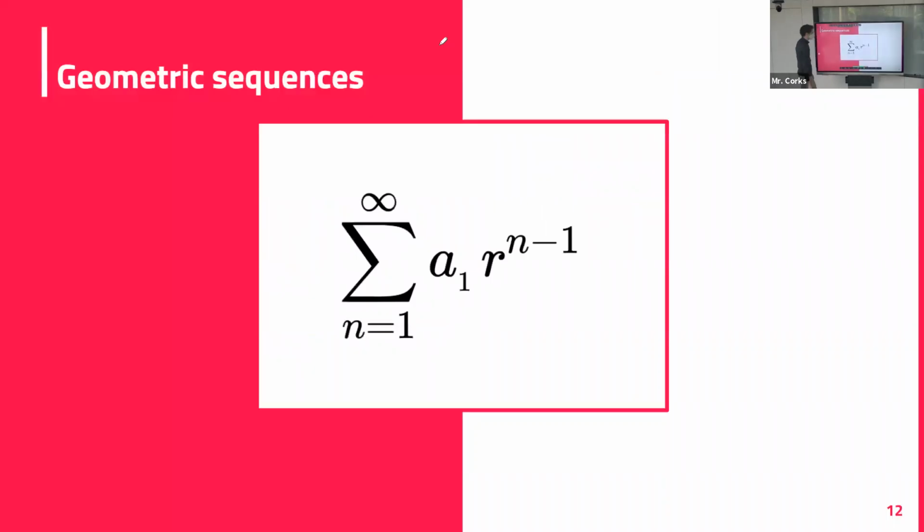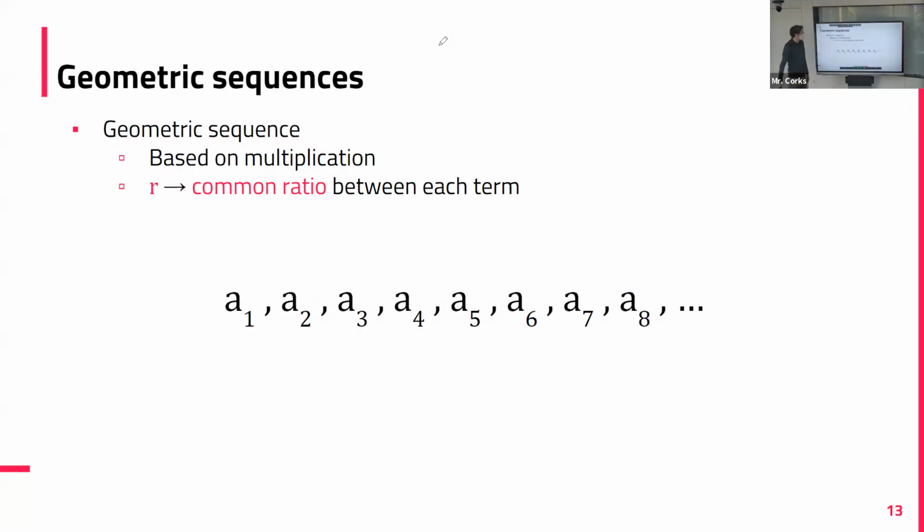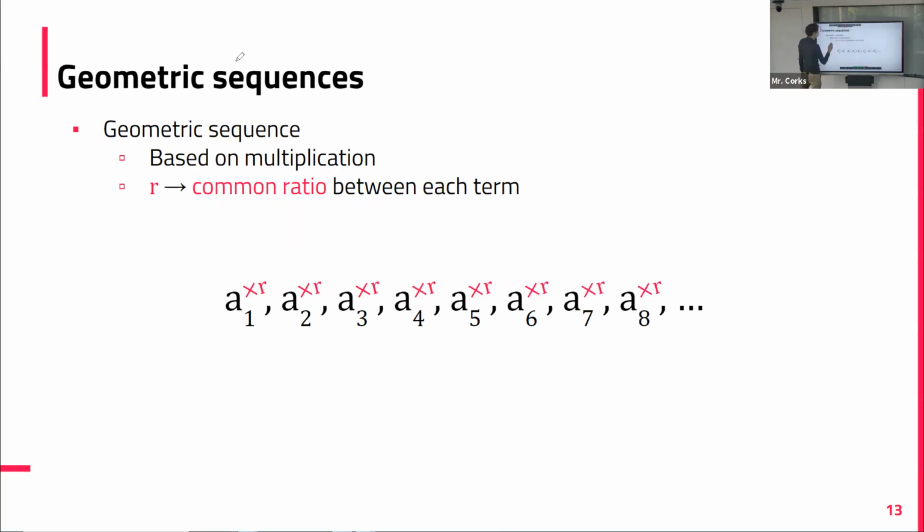Let's go on to the next part, which is geometric sequences. For the previous ones, all the arithmetic sequences, they were built on addition. We had that D value, common difference. We just added that each time. Geometric sequences, we have almost the same thing, except we have R, which is a common ratio. So we multiply by the same thing each time. The rest of this is very similar concepts.